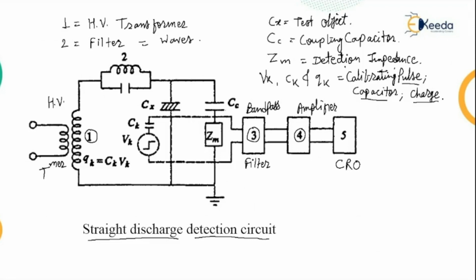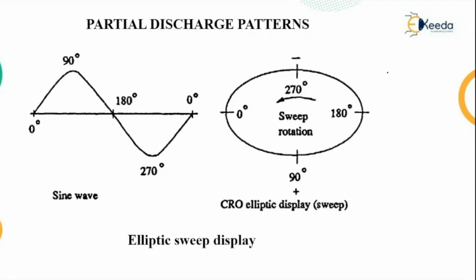So in this figure, the discharge pattern displayed on the CRO screen of a partial discharge detector with an elliptical display is shown. The sinusoidal voltage and the corresponding ellipse pattern of the discharge is shown in the next figure. You can see a sine wave, that is a sinusoidal wave, and the elliptical sweep display shown on the CRO screen.